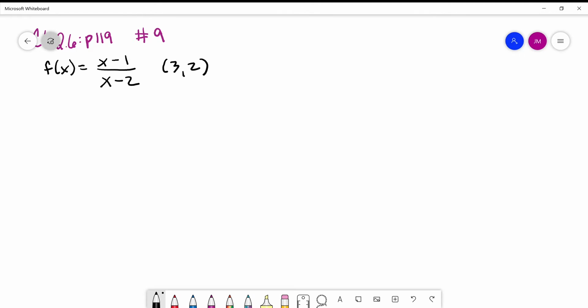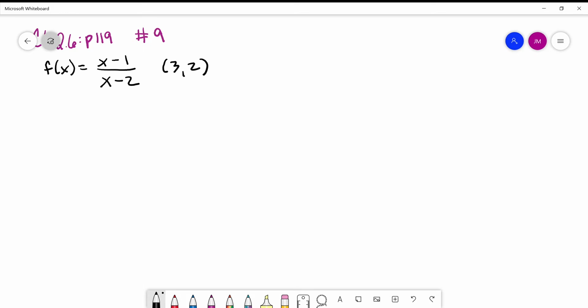Hey calculus students, we are continuing our study of chapter 2.6 and several of you asked for page 119, question number 9. So the problem asks you to find an equation of the tangent line to the curve at the given point. So our function is x minus 1 over x minus 2. Our given point is 3, 2.